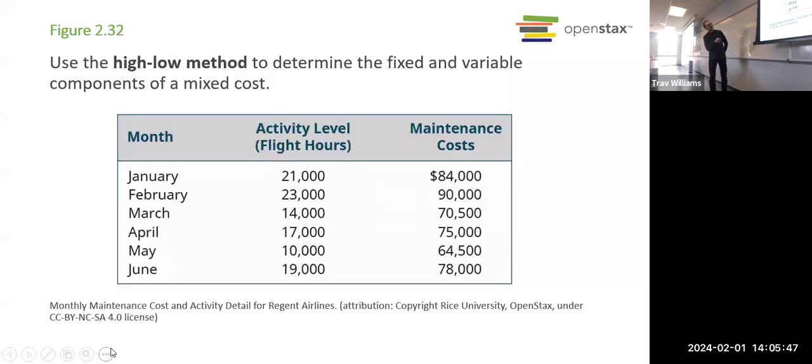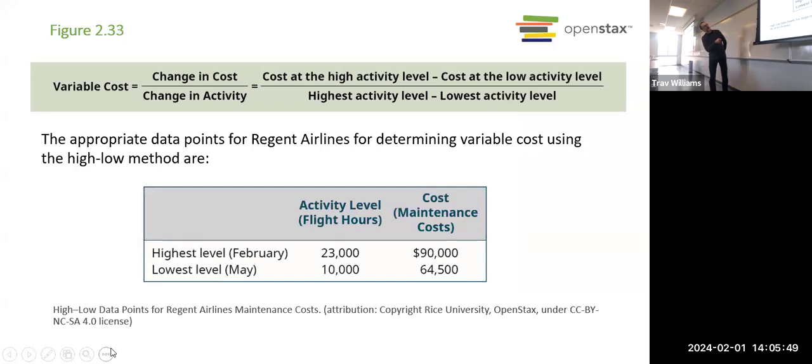And here's the same data again. Here we see the high month and the low month, right? And here's the formula that I mentioned. So what we have to do once we take the high month and the low month, we take the difference in cost between the 2 months and divide it by the difference in the activity or production, whatever it is.